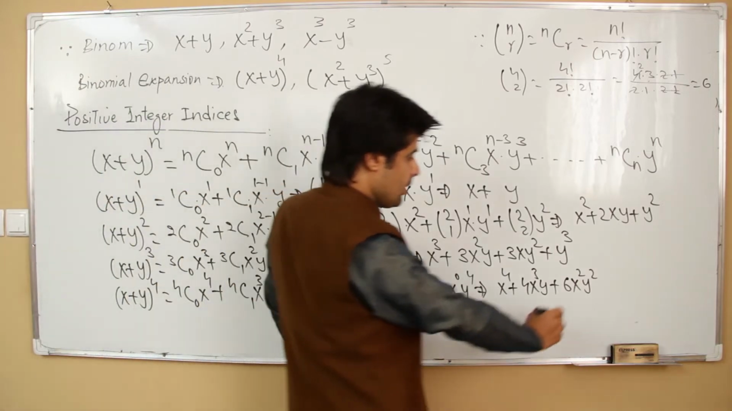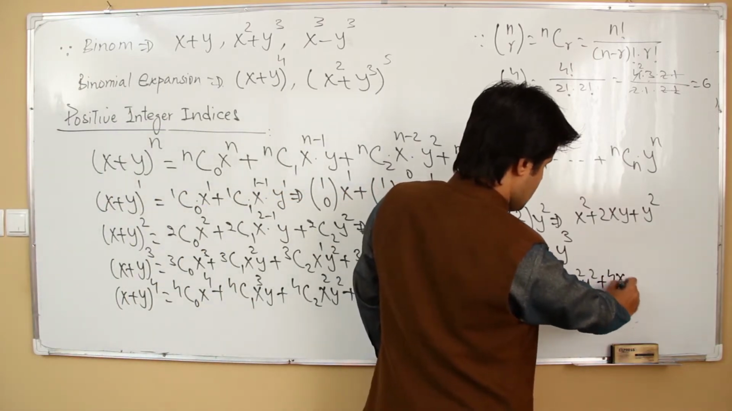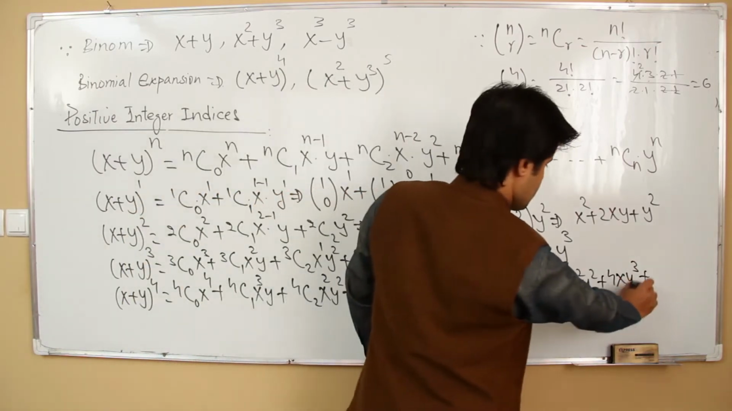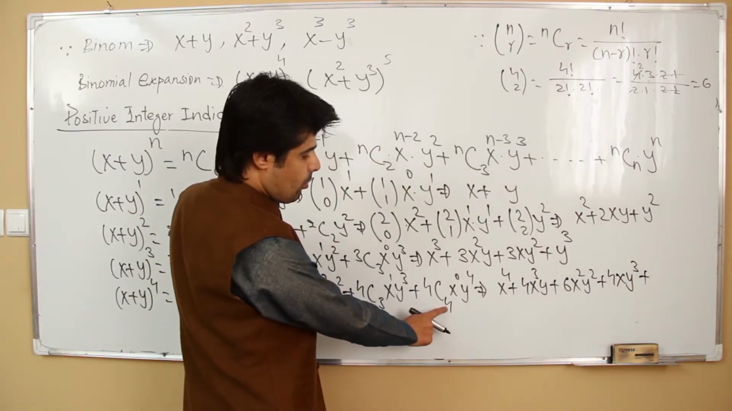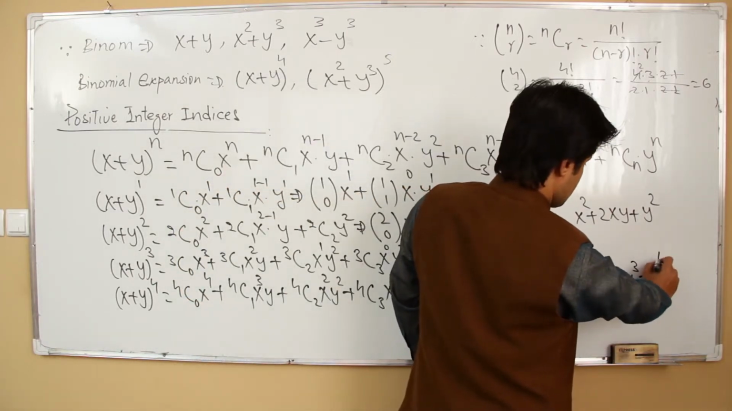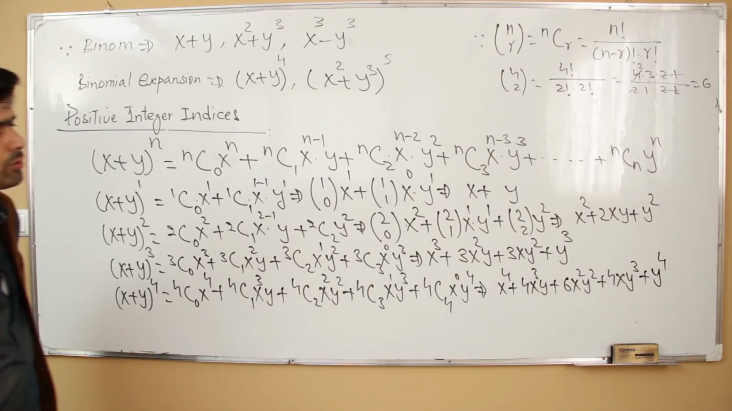Now 4C3 is 4, so 4 x y cubed, and plus 4C4, it's 1. 1 times 1 is 1, and 1 times y to the power 4 is y to the power 4.